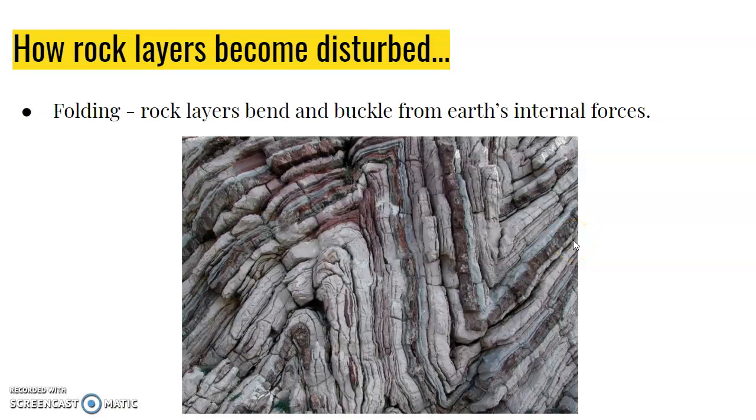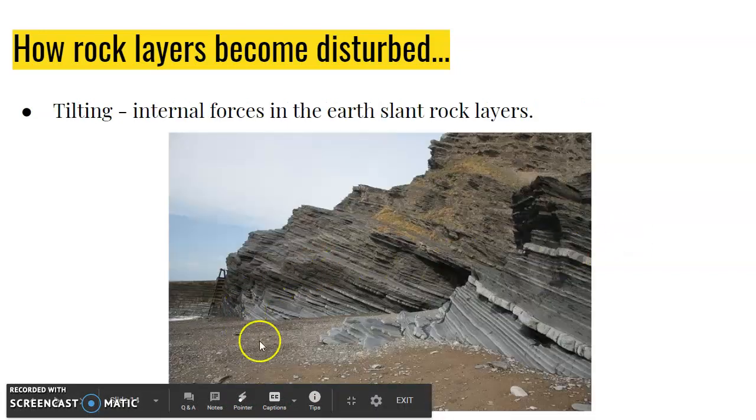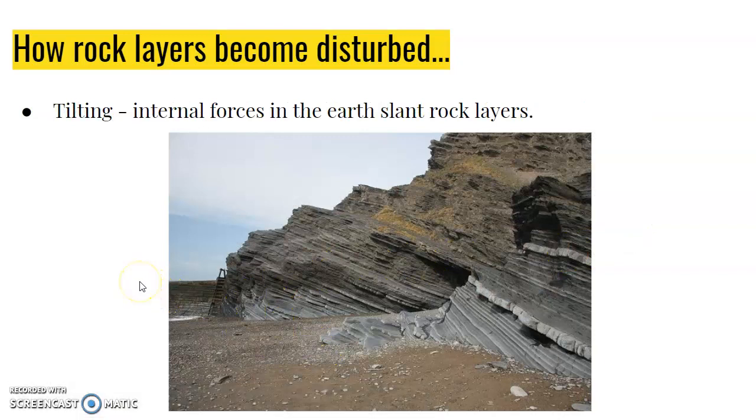If there's folding, you would generally see them in this shape. And finally, there's tilting. Tilting, as the word literally means, is when internal forces in the Earth slant the rock layers. So typically, the rock layers should not be in a slanting position, or they should not be tilted. But if they are, it probably happened due to the Earth's internal forces.